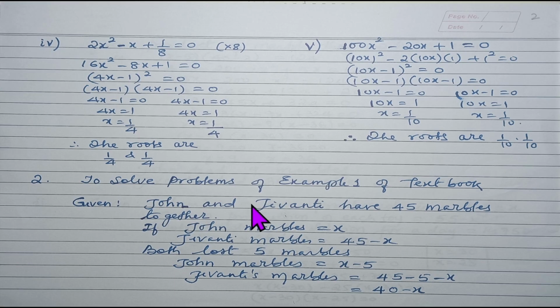Now we are given that John and Jeevanti together have 45 marbles. John's marbles are not known and Jeevanti's marbles are also not known to us. But it is very clear that if John has x marbles, because the total is 45, Jeevanti must have 45 minus x marbles. But both of them lost 5 marbles, therefore John has x minus 5, and Jeevanti has 45 minus 5 minus x, that is 40 minus x, and that is correct.